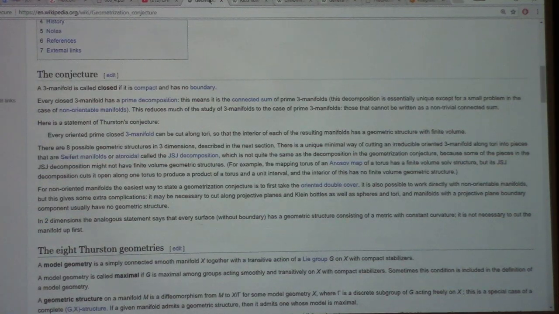And so here is a more careful statement of Thurston's conjecture, which I've been trying to explain. Every oriented prime, what does that mean? Prime closed 3-manifold can be cut along tori so that the interior of each resulting manifold has a geometric structure with finite volume. And there are 8 possible geometric structures in 3 dimensions described in the next section. All right.